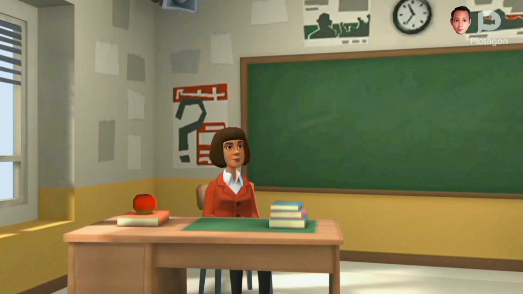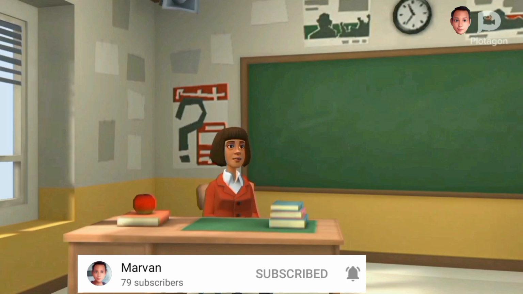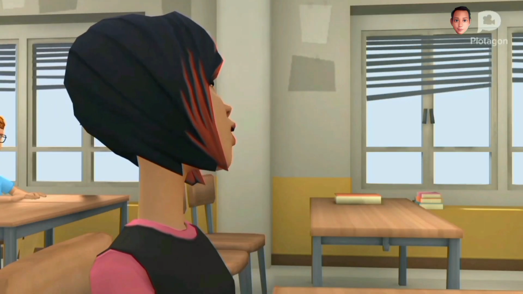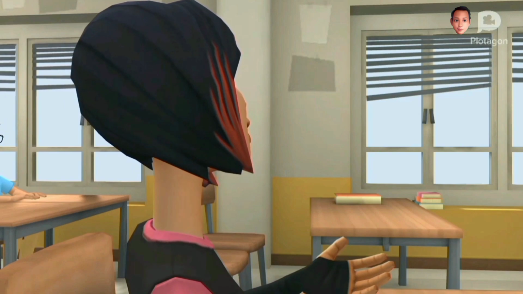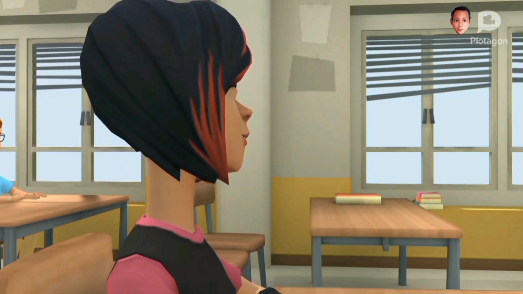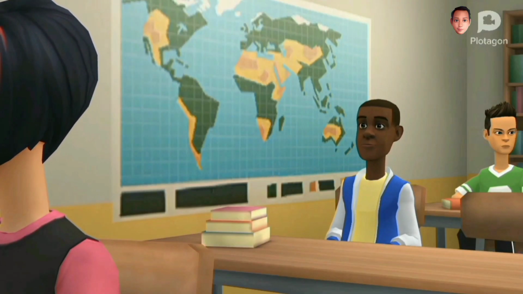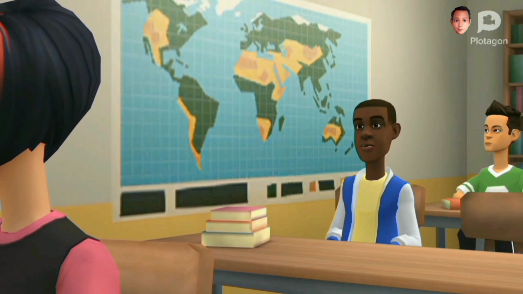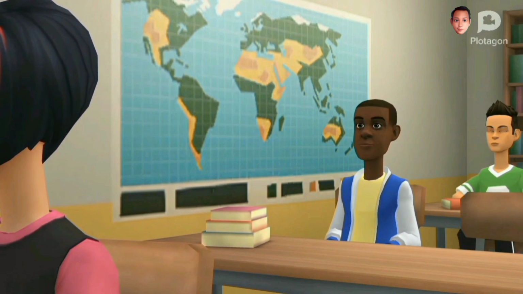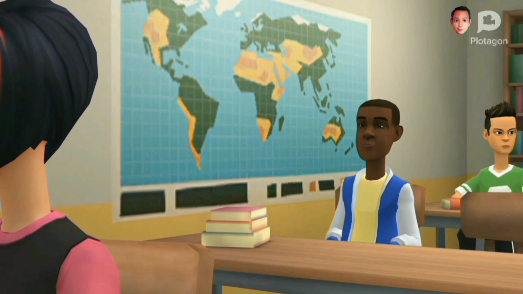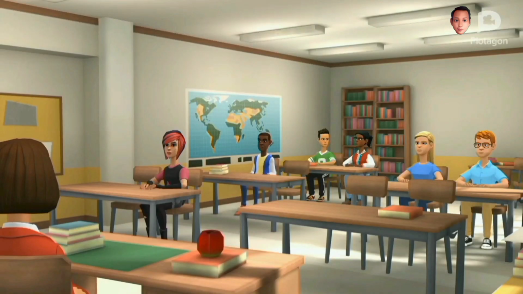Now, class. Last time we discussed the real number system. Anyone who would like to share his or her insight about our previous discussion? Ma'am, real numbers are all the numbers in the number line. It contains all rational and irrational numbers. That is correct. What else? Ma'am, rational numbers are those numbers which can be expressed as a ratio between two integers. It includes all the integers and decimals which terminate or have a repeating pattern. Okay. Very good, class. It seems that you can still recall our past lesson.